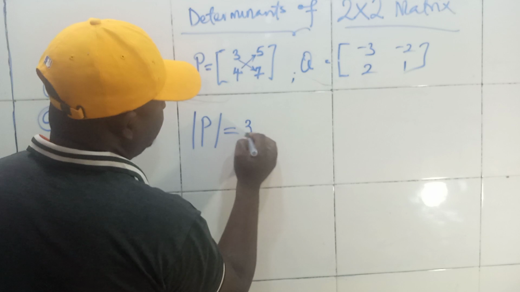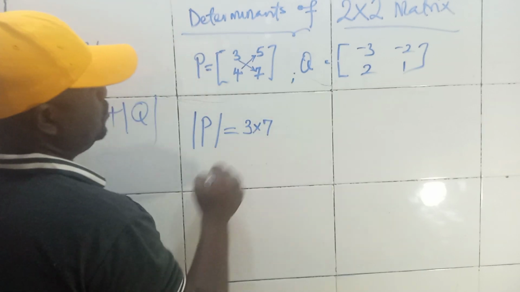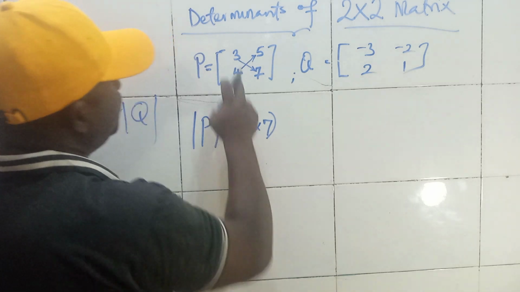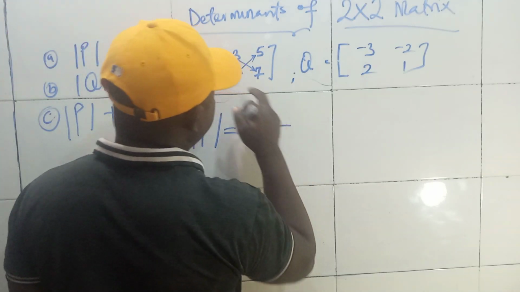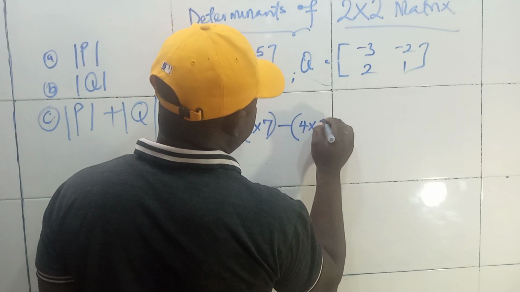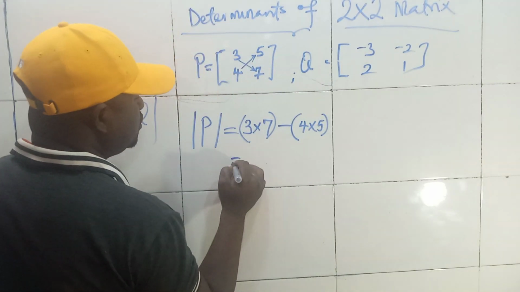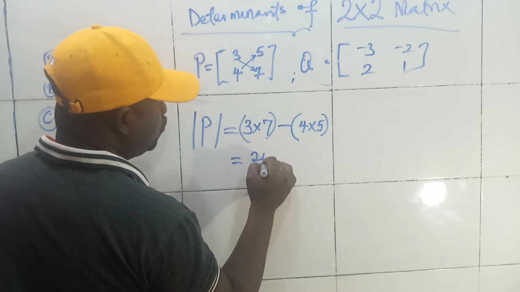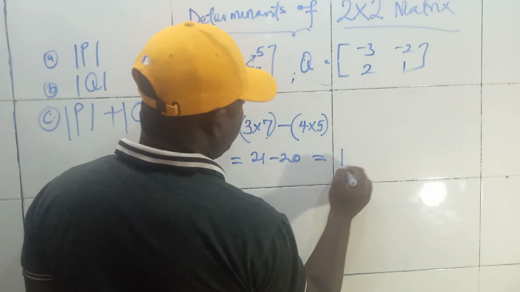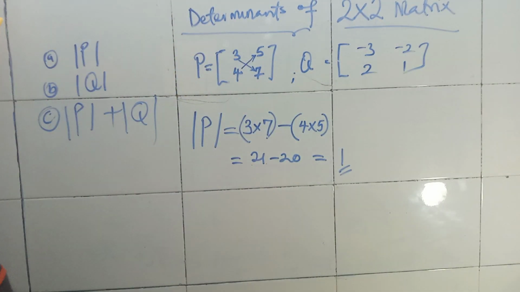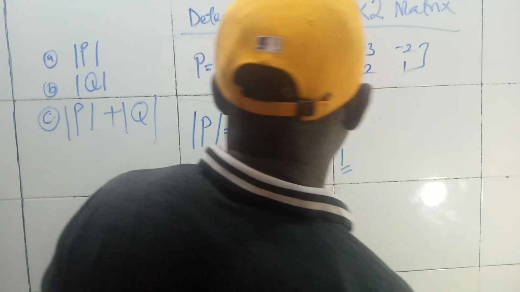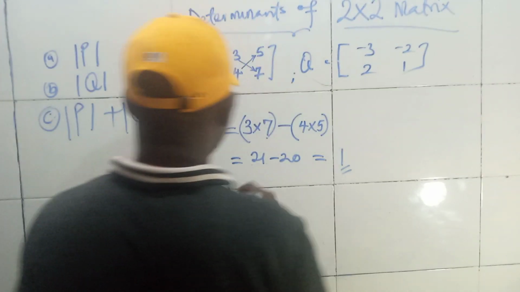Then you now subtract the product of this one from it. Meaning I have 3 times 7. You use your bracket always, please, so that you can avoid the mistakes of sign. 3 times 7 minus, open the bracket, 4 times 5. So 3 times 7 is 21. 21 minus 20. So this is equal to 1. As simple as that. So the determinant of P is equal to 1.